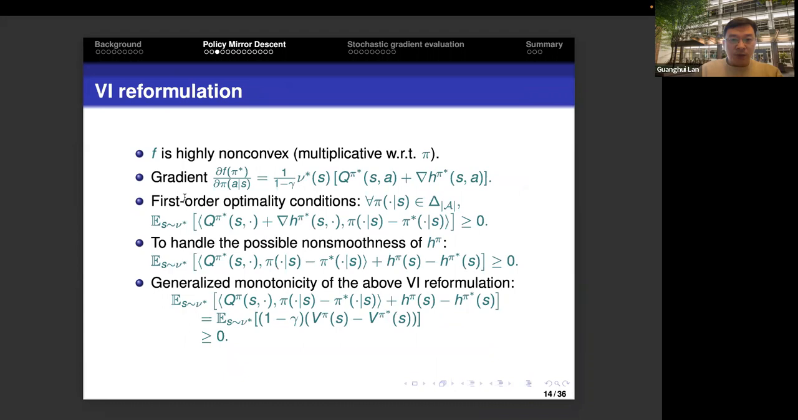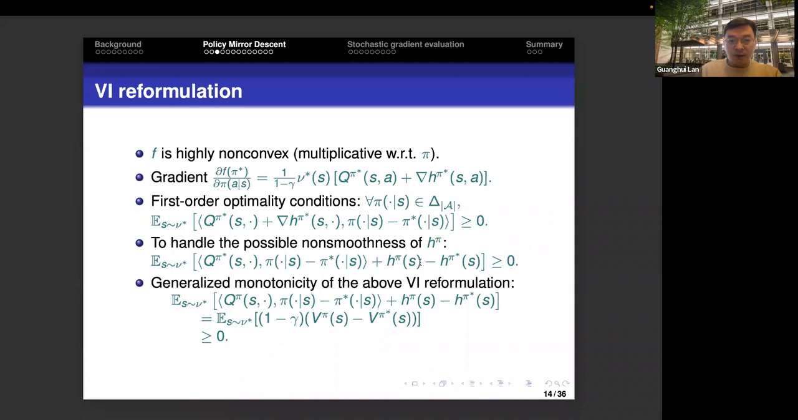We are going to start by looking at the problem from an optimization perspective. Even though we know the objective function is highly non-convex, we can still write down the first order optimality conditions by computing the gradient of the objective function. After some manipulations, especially if we want to take care of the possible non-smoothness of the regularization function H(π), we can write down the optimality condition this way.